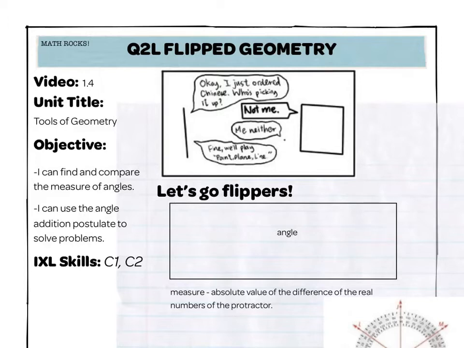An angle is going to be made of two rays, okay? And it's going to share an endpoint. So share a point. Okay? So if I were to make an angle, here's my angle.